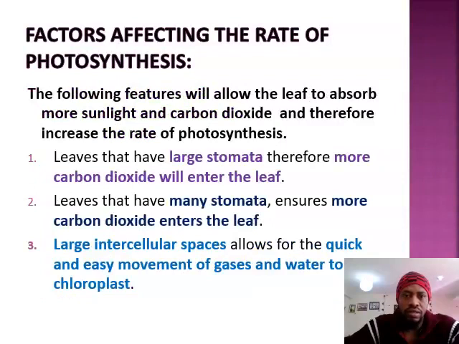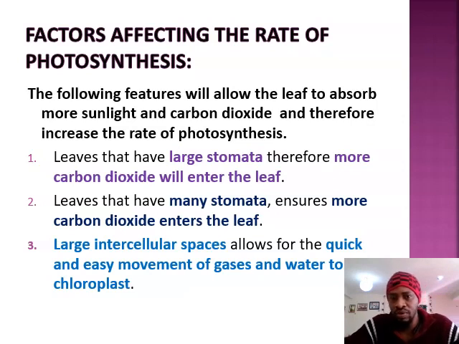We'll look at the factors affecting the rate of photosynthesis. I'll divide these factors into two categories: internal factors and external factors. The internal factors have to deal with the structural suitability of the leaf in order to allow photosynthesis to take place efficiently. What does the leaf have in terms of structure that makes photosynthesis efficient? So those will be the internal factors.